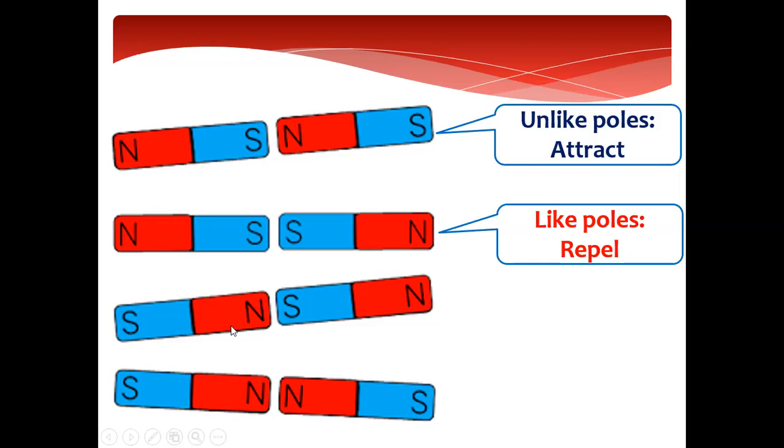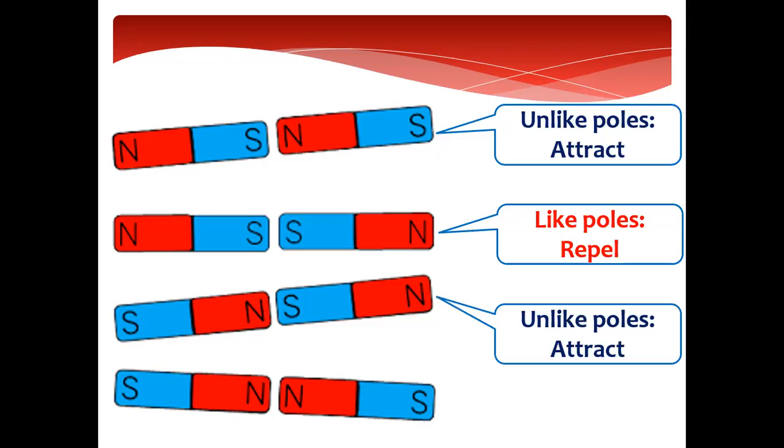Come to the third example. South, north, south, north. Here the two beside each other, are they alike or different? They are different. So will they attract or repel? They will attract because unlike poles attract. Okay? Come to the fourth example.